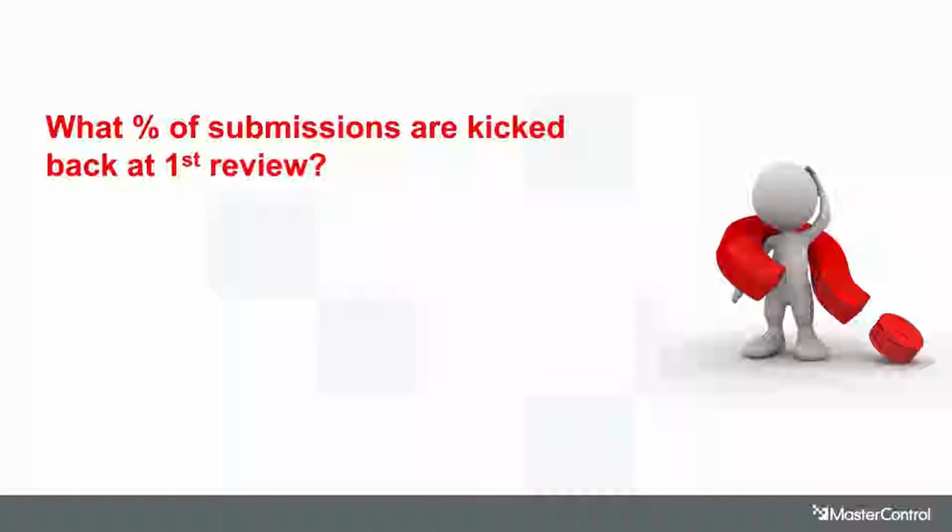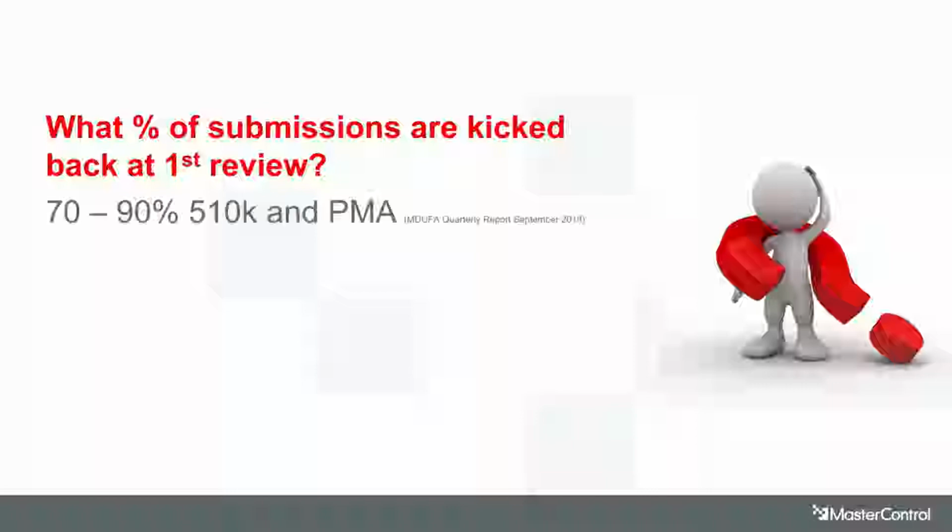So just a quick question. If you were all here in the same room, we'd have a show of hands and get a little interactive, but we'll just go through this. So what percentage of submissions are kicked back at first review? I gave a version of this presentation a week ago, and the high was 30%. So that was the answer we got. So this is first review. This is clerical and formatting. That number is actually 70 to 90% for 510K and PMA. So this is from the MDUFA. I know everybody likes to pronounce and sound out acronyms in our industry, so I apologize if you hear that differently.